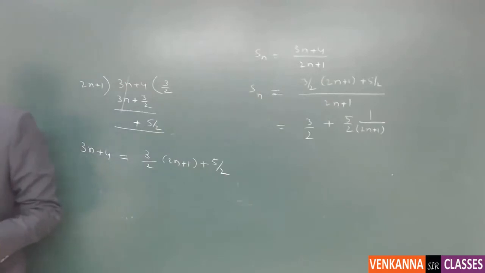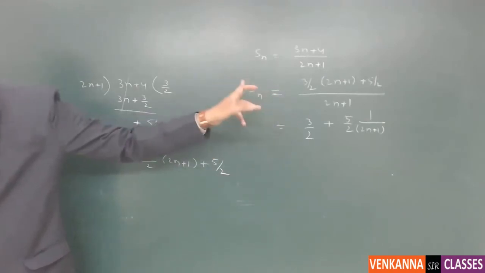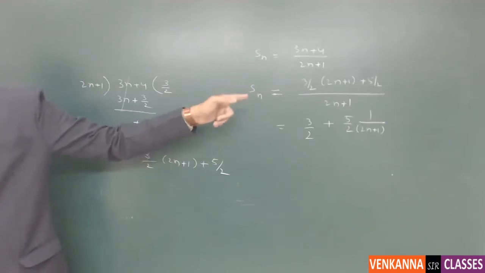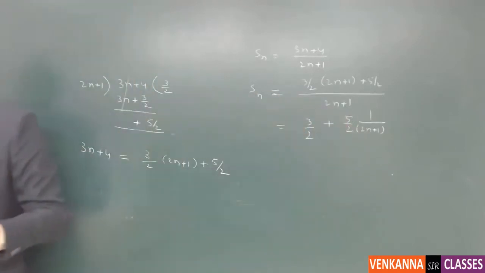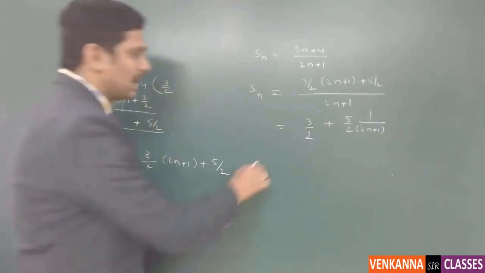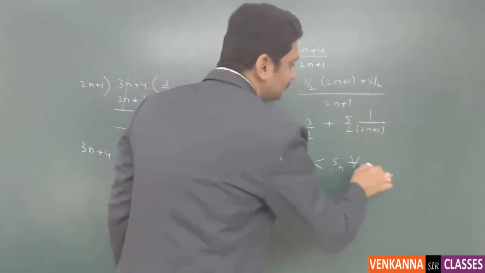Yes or no? Are you getting? Fine. So if I put n is equal to 1, I will get S1. If I put n is equal to 2, I will get S2. So whatever term you find in this sequence, it must be nothing but 3 by 2 plus something. Accepted? Because I have written the term like this. So I can say that 3 by 2 is less than Sn for all n.